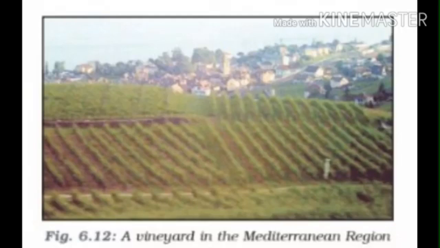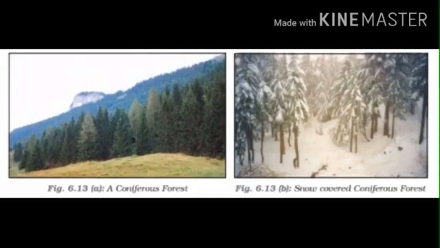What are the animals or birds present in the Mediterranean vegetation? This region is famous for golden eagle, then spiny mouse, then wild goat, and so on. Clear, children? Okay, next topic is coniferous forest. Students, what is the other name of coniferous forest? Yes, taiga. Taiga is the other name of coniferous forest. Taiga means what, children? It is a Russian word that means pure and untouched. Clear? What is the meaning of taiga?